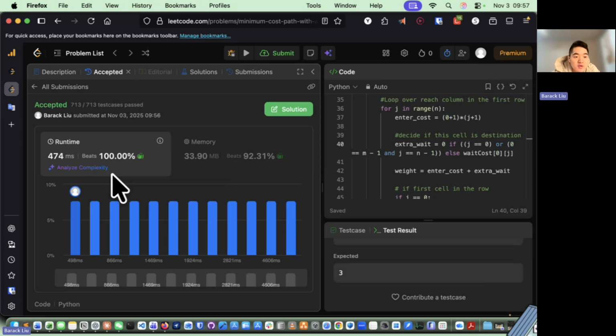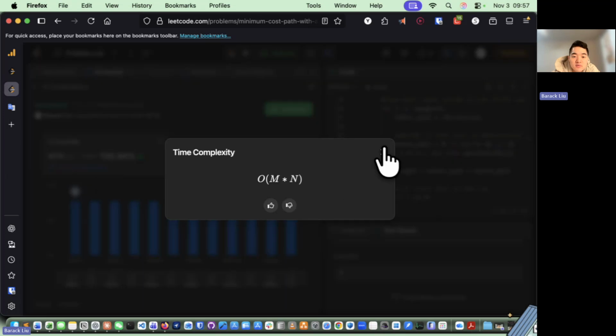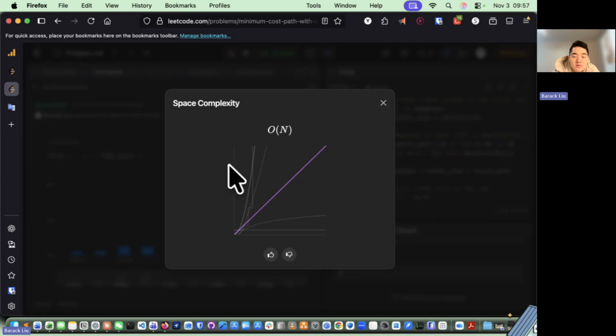Okay, runtime is pretty nice. It's O(M times N) and space is O(N). Interesting.